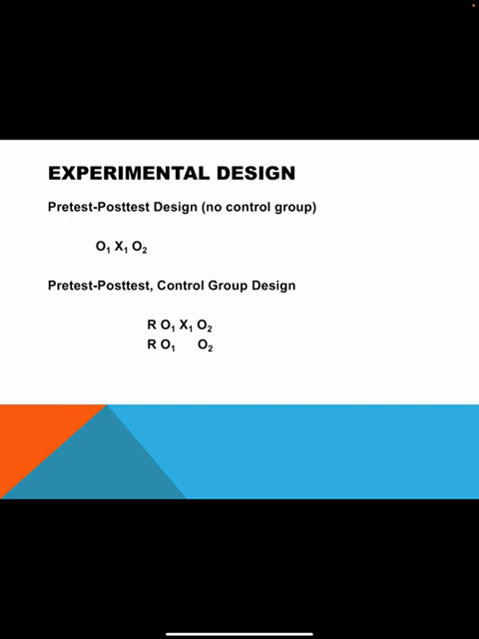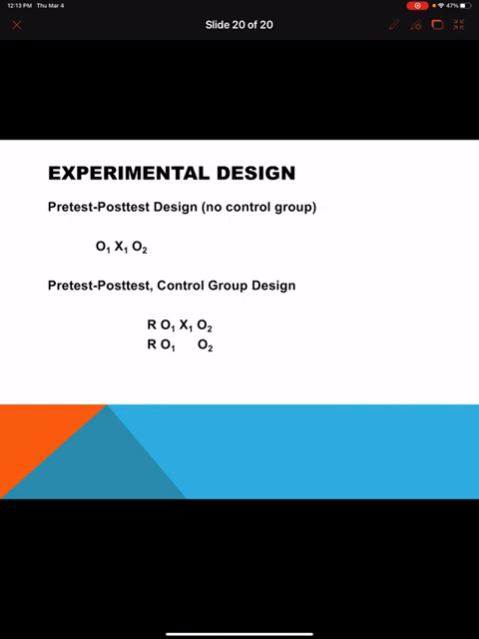Some basics here just from these simple examples. The number of rows are the number of groups. And O's mean observations or tests. Two O's is pretest, post-test, and X is manipulations. So next lecture, we'll go into some more advanced designs, and you'll be glad you know these. But for now, just relax and think about the internal and external validity, and I will see you next lecture. Goodbye.